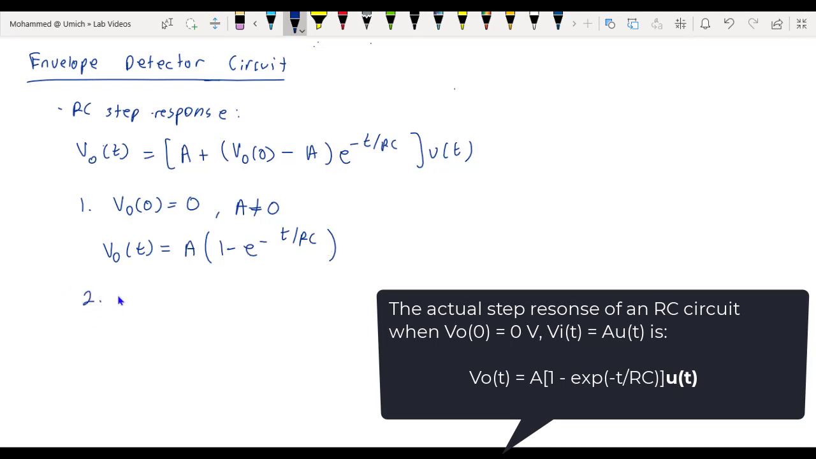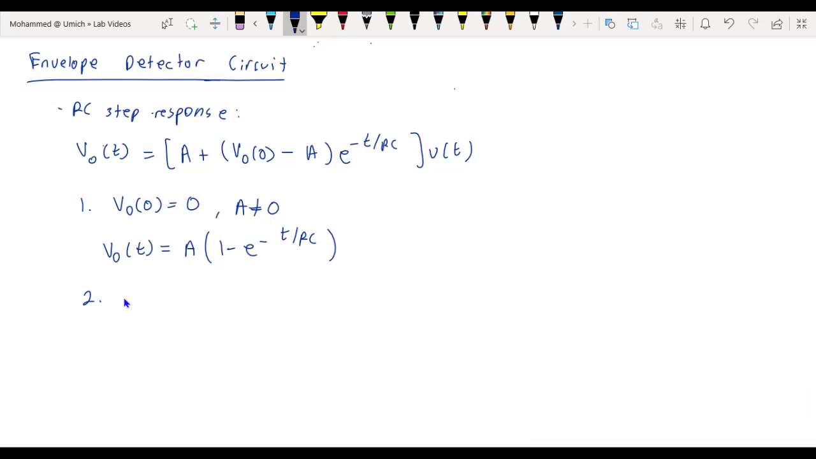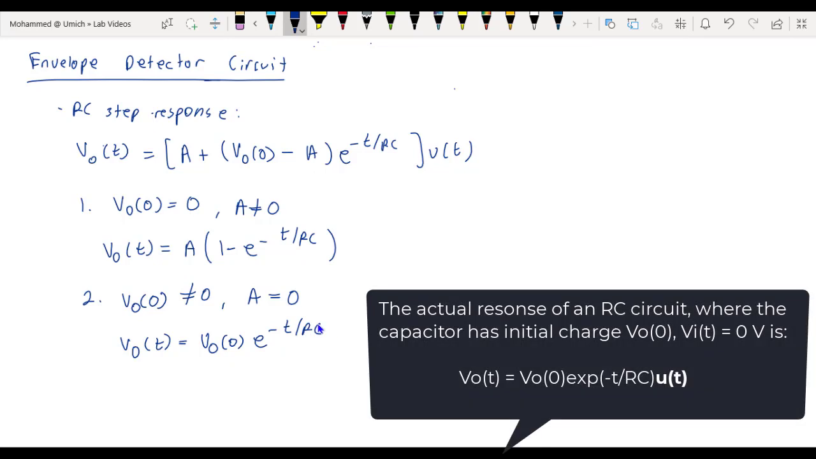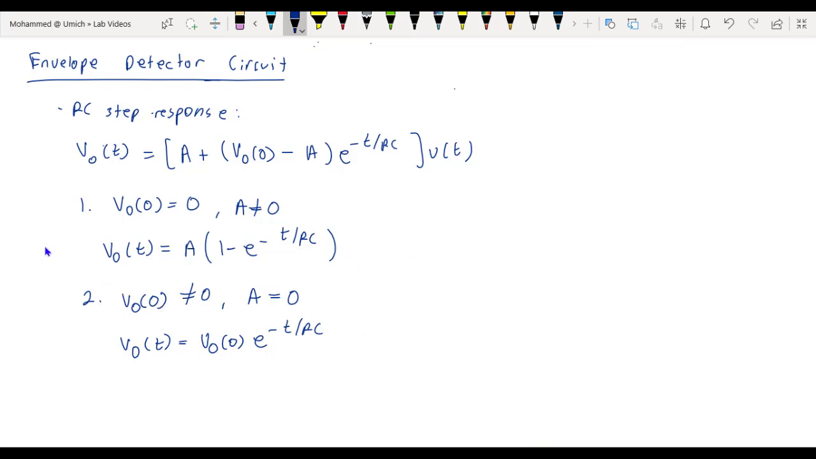On the other hand, if the capacitor is initially charged with some charge, V out of 0 is not equal to 0, and it's discharging, so A equals 0, then V out of t equals V out of 0 times e to the minus t over RC, which is the exact same response we derived in Lab 1 for discharging of a capacitor. Alright, so what does the envelope detector circuit actually look like?